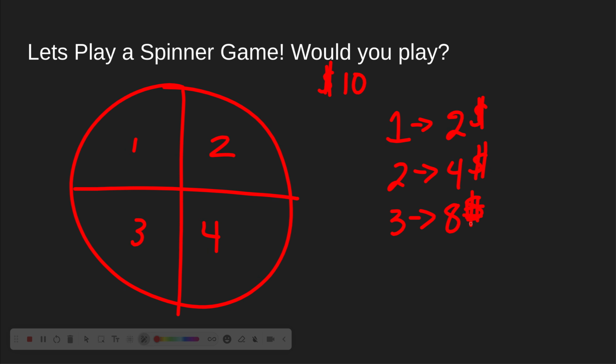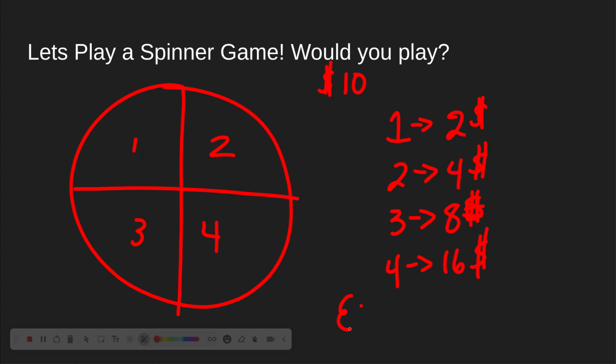Sorry. And a 4 will give you $16 back. $10 to play. I honestly don't know if this is a fair game or not. It seems like it's close, but I'm leaning no. Yeah, I wouldn't play it. Okay, let's see what our expected value is.